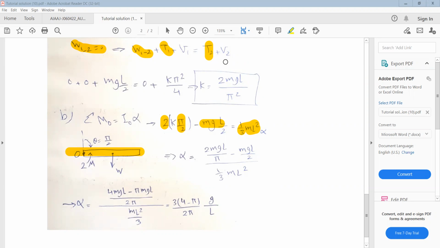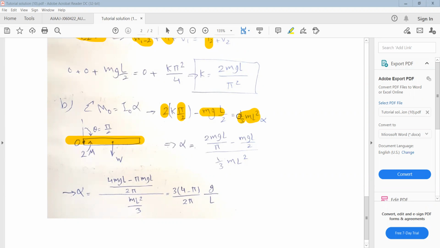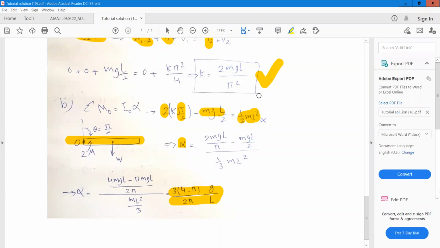Okay. So from this equation, we can substitute and calculate the alpha, the angular acceleration for this condition. If you simplify the equation and substitute k from part A, you can simplify and extract the value for the angular acceleration, the instant after releasing the door from position theta equal to pi over 2.